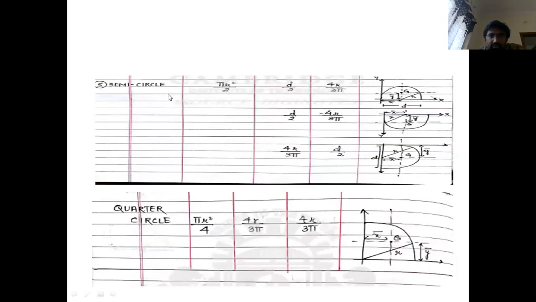So here in the semicircle, what is the area of your semicircle? That will be pi r square divided by 2. Here, this semicircle is again in the first quadrant, but only half of the circle. So the half circle will be your semicircle. Now I am keeping this one in the first quadrant. So what is your x bar? x bar will be this distance.